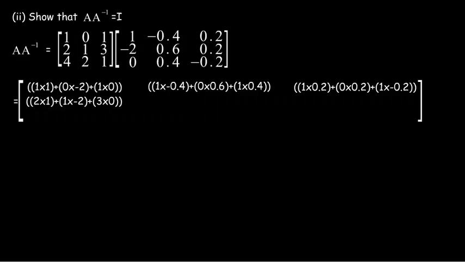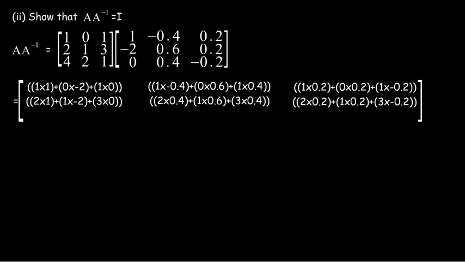Our next element will be also (2 times 1) plus (1 times minus 2) plus (3 times 0). Our next element will be (2 times 0.4) plus (1 times 0.6) plus (3 times 0.4). Our next element will be (2 times 0.2) plus (1 times 0.2) plus (3 times minus 0.2).